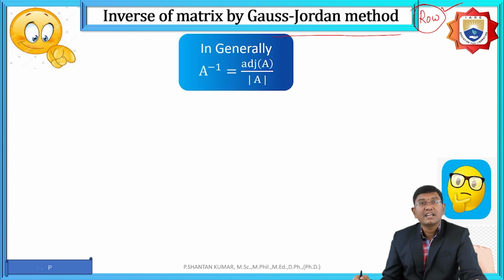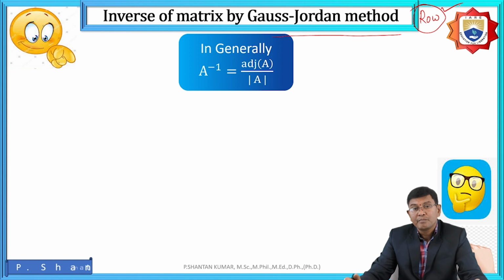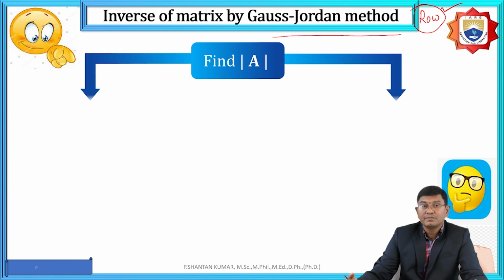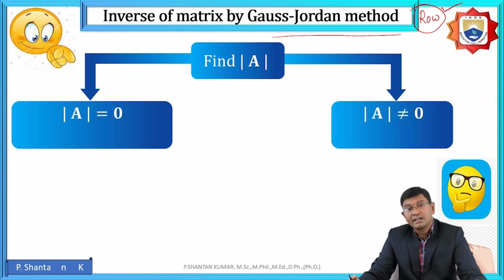First of all, in general, the inverse is found by the adjoint over the determinant. That is the general method to find the inverse of a matrix. But here we need to use the Gauss-Jordan method. First find the determinant of the matrix. For any matrix, we first need to find the determinant. After calculating it, check whether determinant A is equal to 0 or not equal to 0. That means two cases occur: the determinant is equal to 0, and the determinant is not equal to 0.